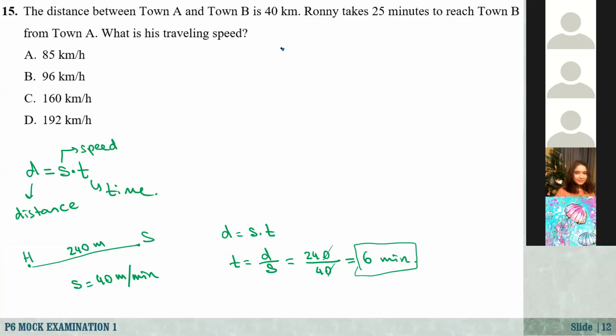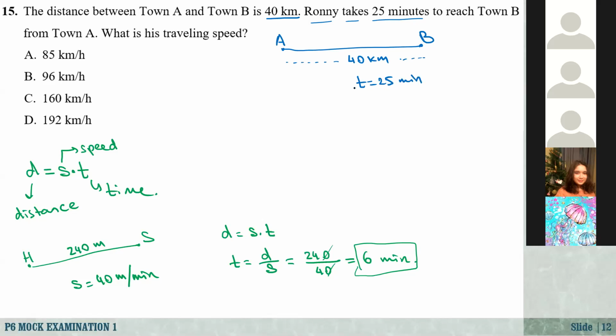So we are talking about the distance between town A and town B. Let's say this is town A and this one is town B. And what is the distance between these two towns? It is 40 kilometers. It's given, right? And it says that Ronnie takes 25 minutes to reach town B from town A. So actually here time is given. What is it? 25 minutes, right?